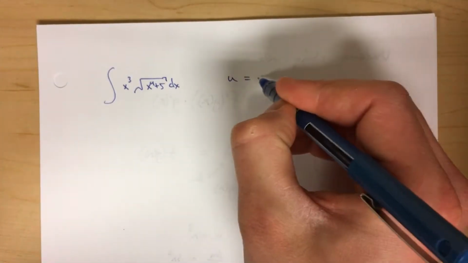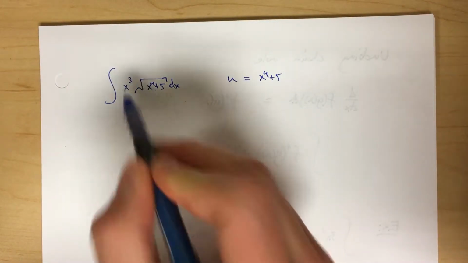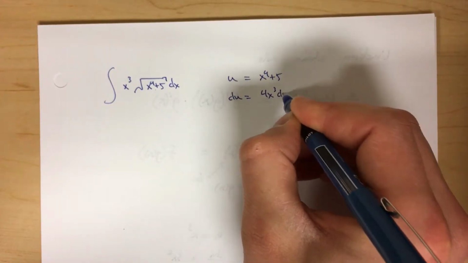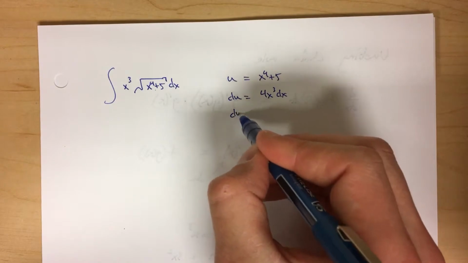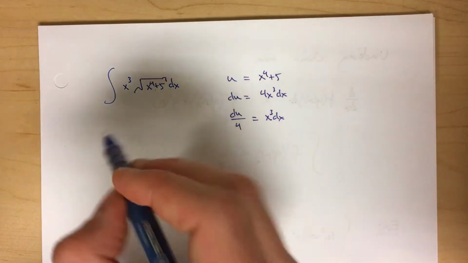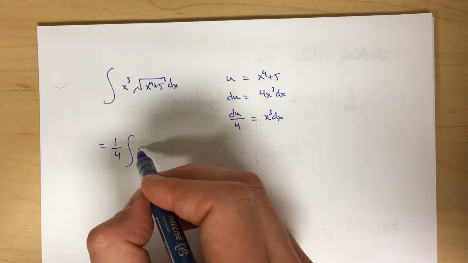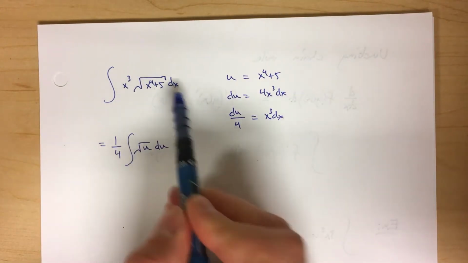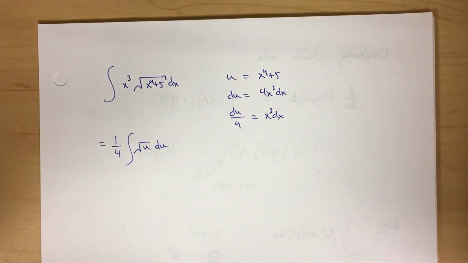But we're going to let u be x to the fourth plus 5. That's the inner function. Its derivative is a multiple of x cubed. So we'll get du equals 4x cubed dx. But we don't have 4x cubed dx. We have x cubed dx. So we will do du over 4 is equal to x cubed dx. So this becomes 1/4 times the integral of root u du, right? 1/4 du is x cubed dx, and root u is that.